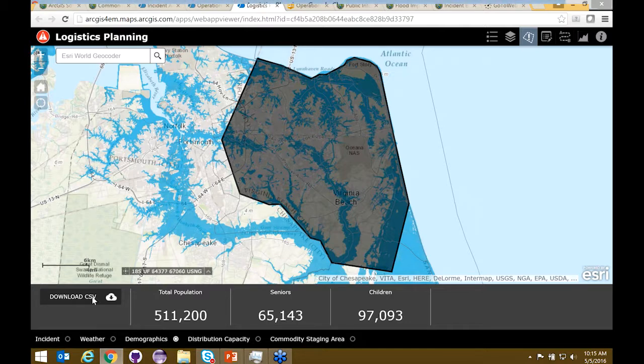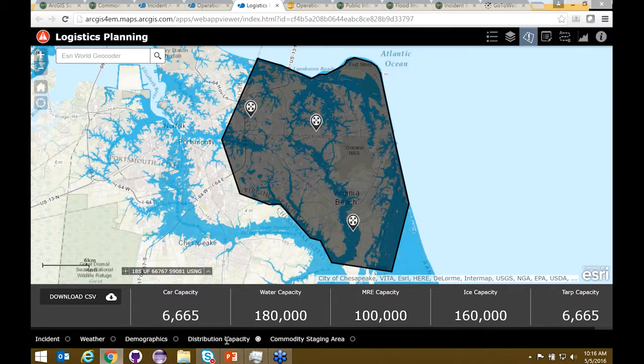And so using that same demographic information that we have before, we can, if we need to, download this information using Microsoft Excel and share that information across. So now that we know the total number of people that could potentially be impacted here, the next thing we want to look at is where is the distribution capacity?